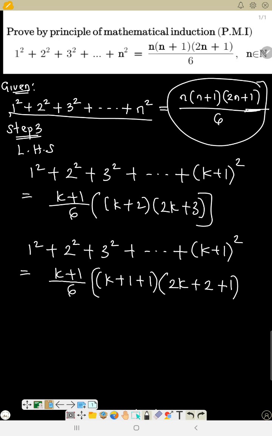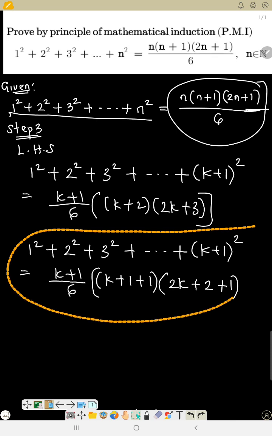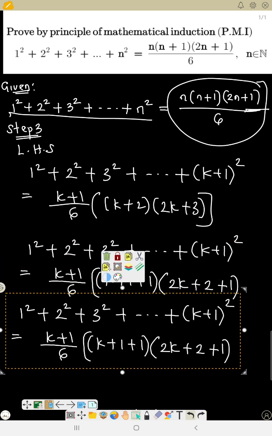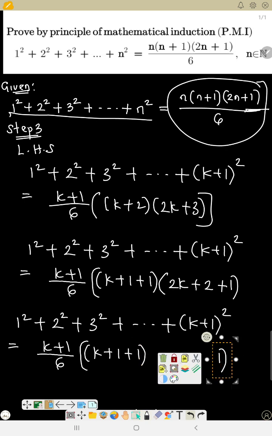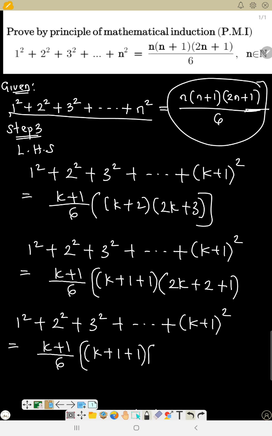Next step: if you look at this place, you will notice 2 is common here. So bring the 2 out. It remains k plus 1, then plus 1. That is, remove the 2 out, so it remains k plus 1. So 2 times k is 2k, 2 times 1 is 2. Go back to that one, then plus 1, like that. So that's what we did there.